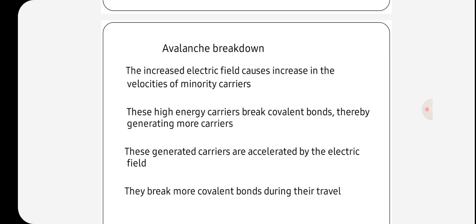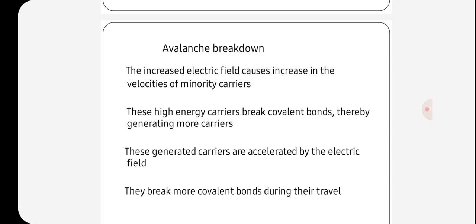However, an avalanche diode may not be destroyed because it is carefully designed to operate in the avalanche breakdown region. Avalanche breakdown occurs in Zener diodes with Zener voltage greater than 6 volts.